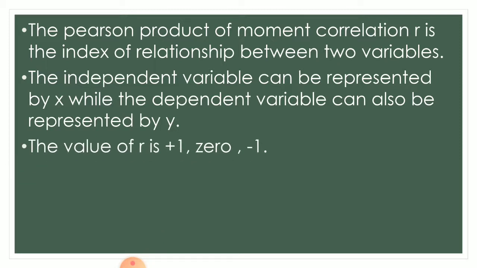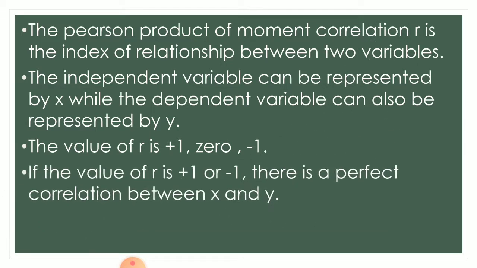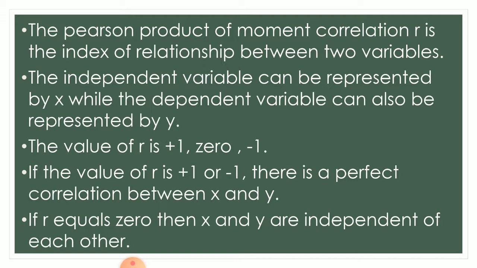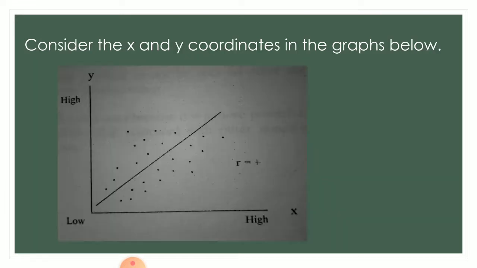The value of r ranges from positive 1 to 0 to negative 1. If the value of r is positive 1 or negative 1, it means there is a perfect correlation between x and y. However, if the value of r is equal to 0, then x and y are independent of each other. Let us consider the x and y coordinates in the following graphs.